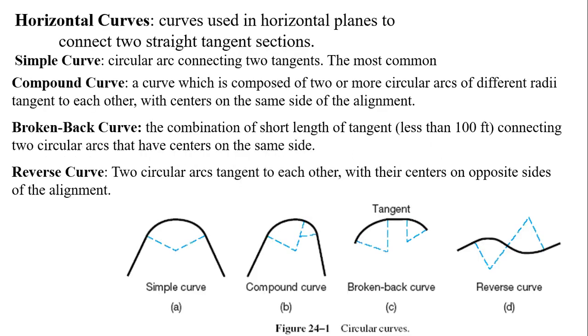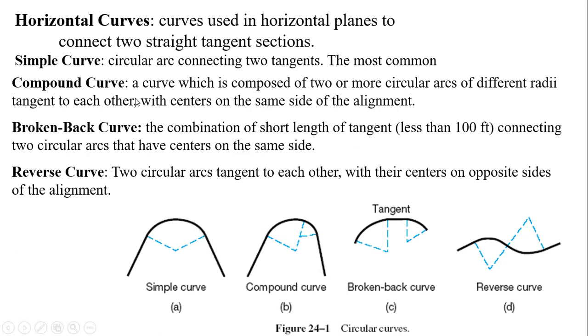So definition. For the horizontal curves, these are curves used in horizontal planes to connect two straight lines, or tangent sections. For simple curves, a circular arc track connecting two tangents. So this is the most common. No? So this is the first tangent line and this is the second tangent line.